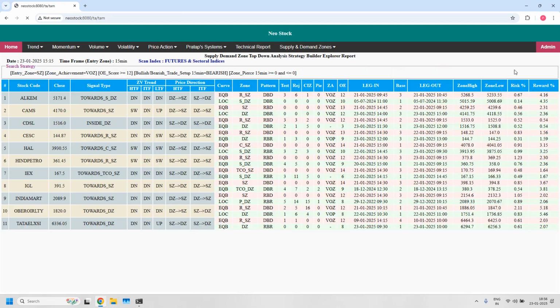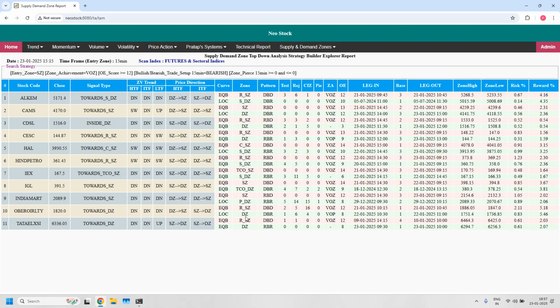Now let's filter the stocks. We got 11 stocks. All these 11 stocks are currently supporting bearish trade setup for daily income trade. And entry zones are 15 minute supply zones. Bearish trade setup, you have to use supply zones as an entry.